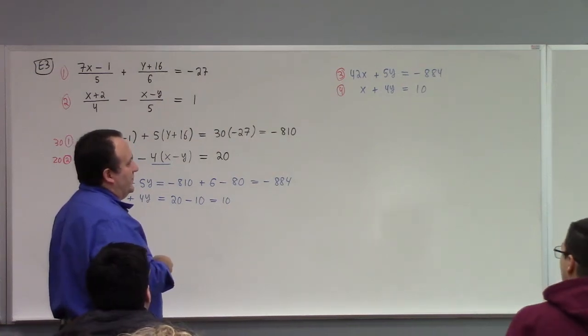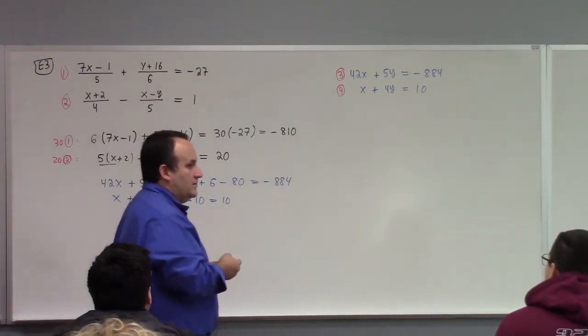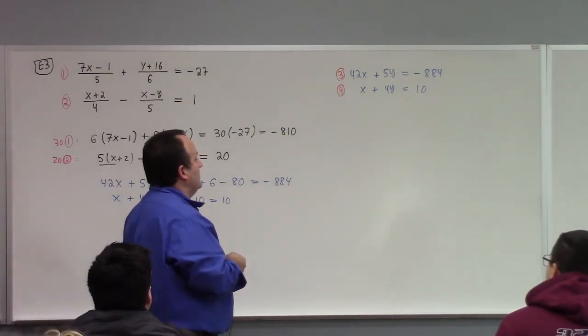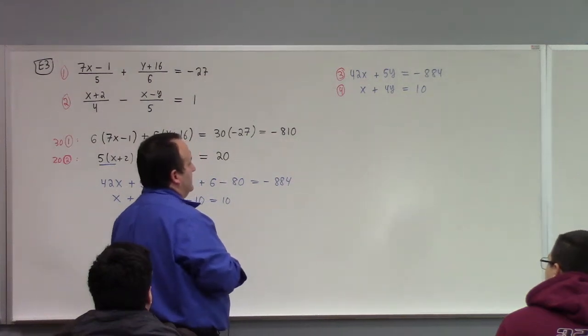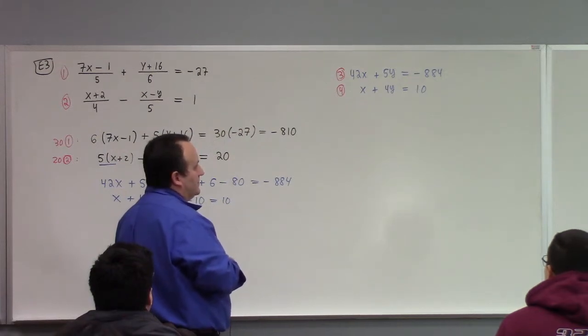Oh, you're trying to match up the y's? Yeah. You could do that, sure. That's not as big of a number to multiply the top. Yeah, I mean, we could do that. There's a lazier way here. Anybody see a lazier way?